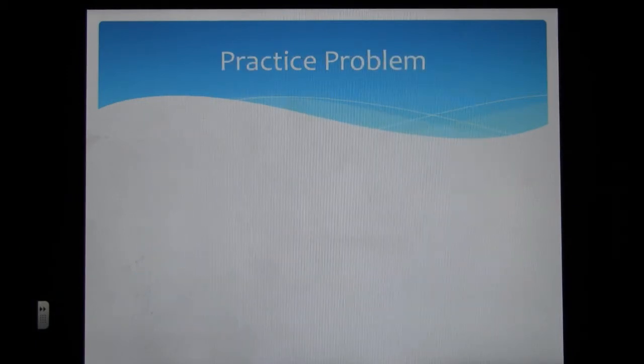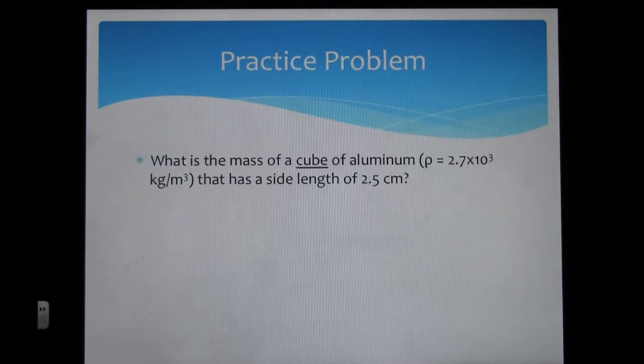Let's try an example using the density formula. What is the mass of a cube of aluminum that has a side length of 2.5 centimeters? Notice, if the density of aluminum were not explicitly in the problem, you could check on page 256 of your textbook. Pause the video for time to work on the solution.